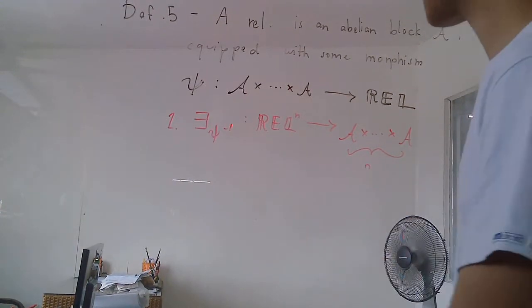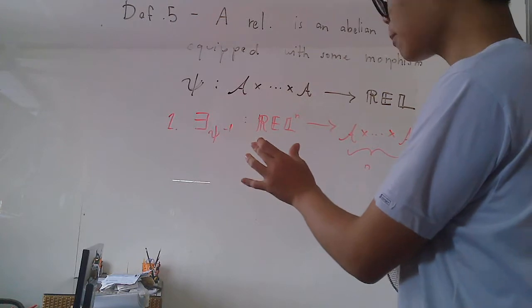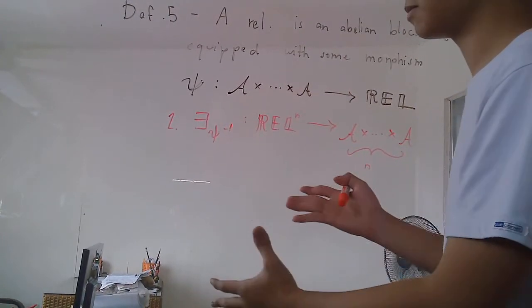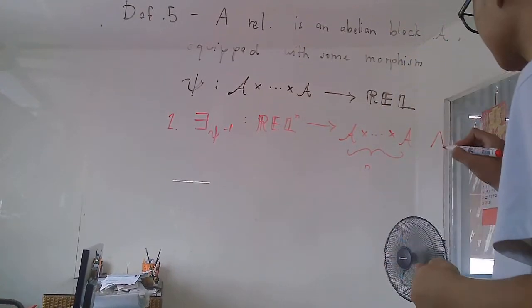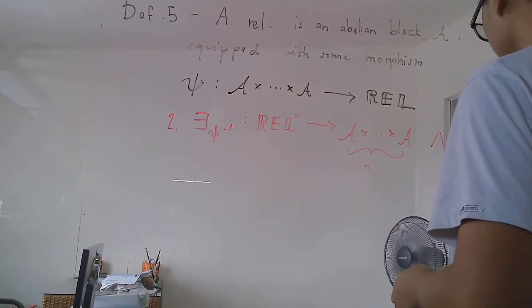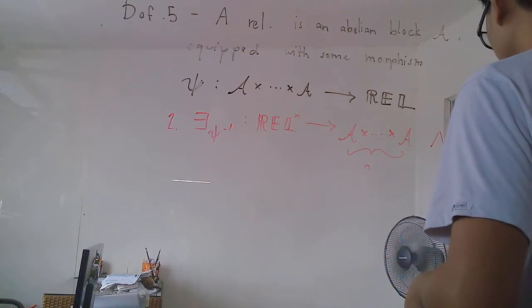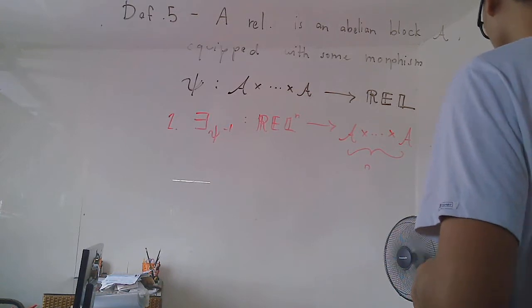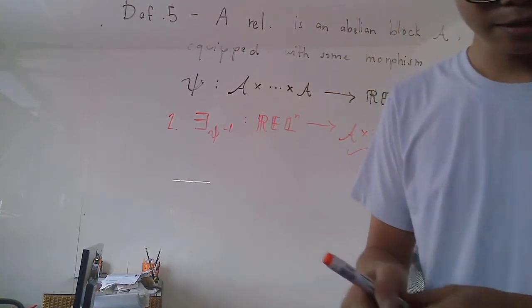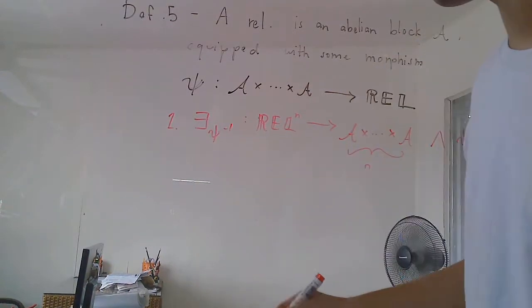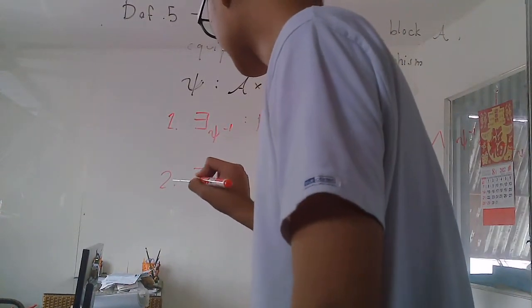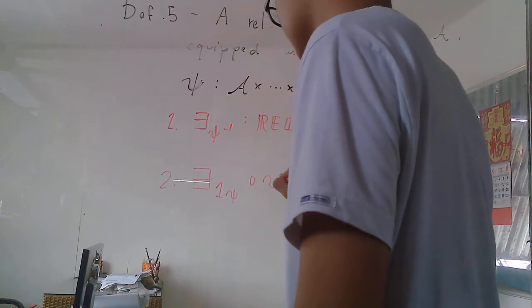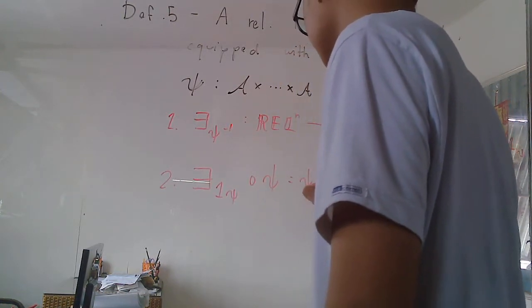So it assigns a relationship status or description to couples inside a relationship. So yeah, it's just the inverse. And this inverse applied to this gives us a one, an identity morphism. That's the second definition. There exists some identity morphism such that if it's composed with psi, it just gives us psi.